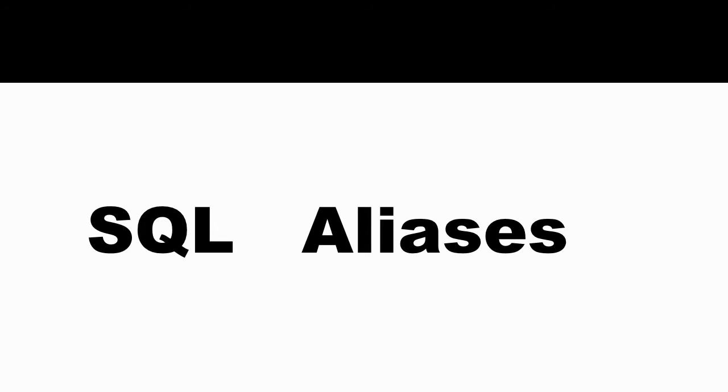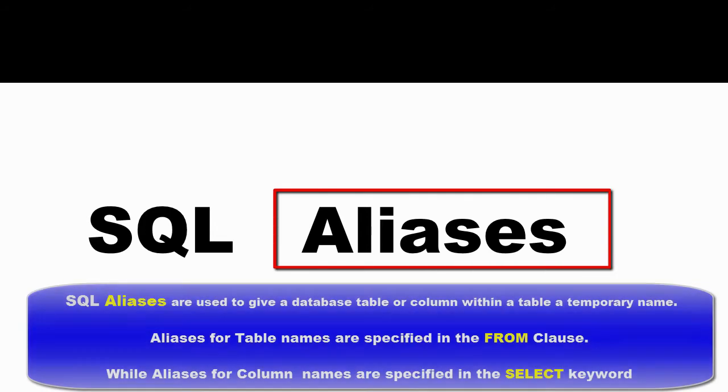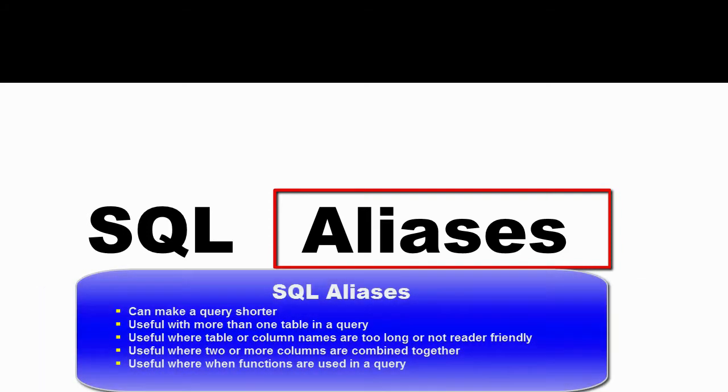SQL aliases are used to give a database table or a column within the table a temporary name. SQL aliases are useful where there is more than one table involved in an SQL query, where functions are used in a query, where column names are either too big or not quite readable, and also where two or more column names are combined together. These are some of the instances where aliases come in handy.